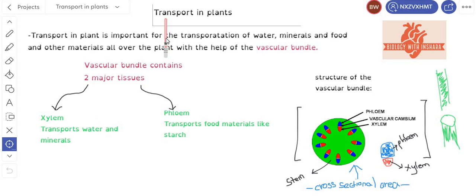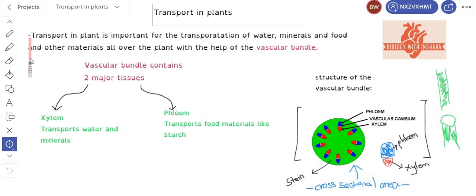Transport in plants. This is a new chapter, and in this chapter we'll be working on how materials are transported or moved in a plant. There are a series of mechanisms that need to be understood, and they will be taught step by step. So let us begin with the chapter.